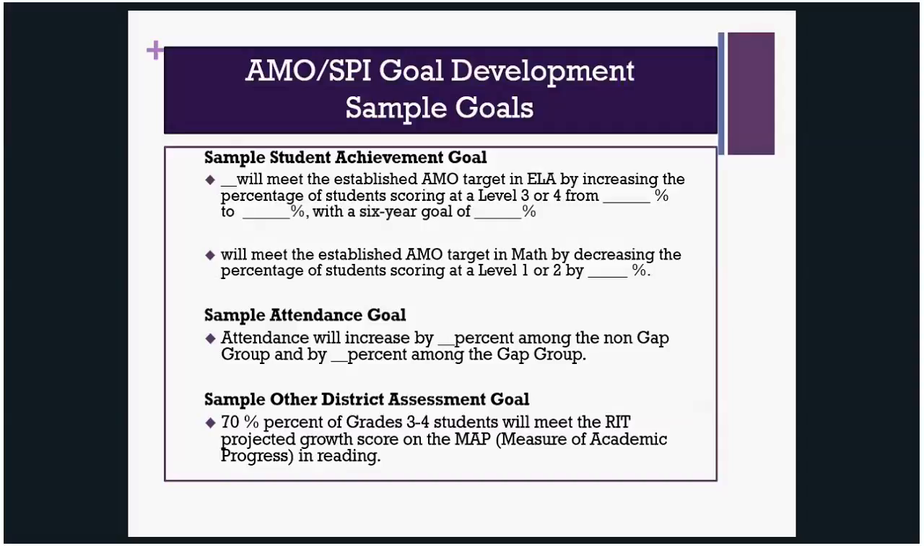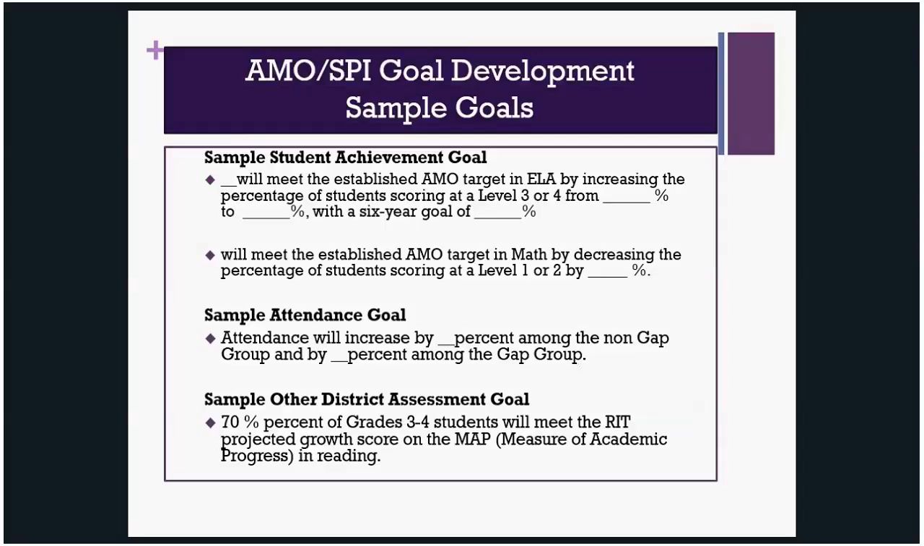So a sample goal in that regard might be: blank will meet the established AMO target in ELA by increasing the percentage of students scoring at a level 3 or 4 from blank percentage to blank percentage, with a 6-year goal of blank percentage. And I'm not going to read the next one. You can see that yourself. But those are ways you could write goals if you wanted to go with what the state is saying you need to do. But you don't have to. I want to emphasize that.